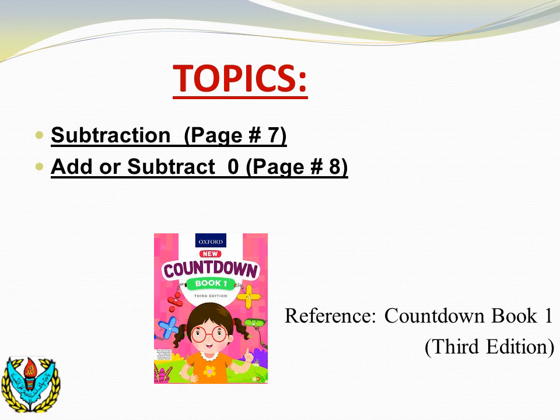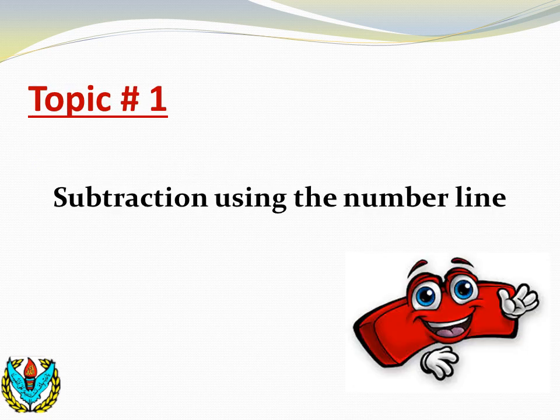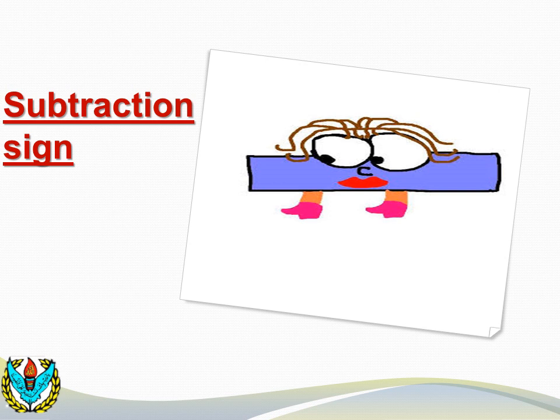Today our topics are subtraction both in horizontal and vertical form. What will happen when we add or subtract 0 to a number? In our previous lecture, we used the number line to add two numbers both in horizontal and vertical form. Now we are starting subtraction of two numbers using number line. This is the sign of subtraction and we say it minus sign as well.